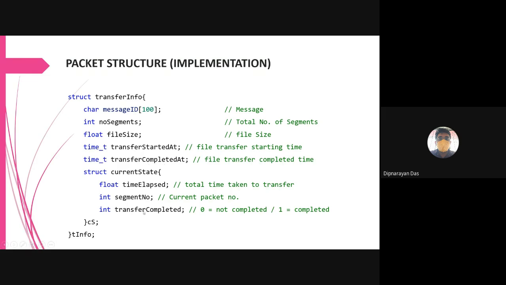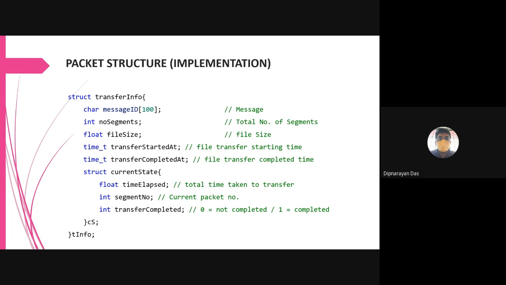But this current state will be logged when we are sending byte by byte. Time elapsed means how much time has already elapsed while sending the data, that is, current time minus the time started at. So it will be updated each time we are sending the file, along with the segment number we are sending to the server, and the transfer completed flag, which says whether the transfer has already completed or not.